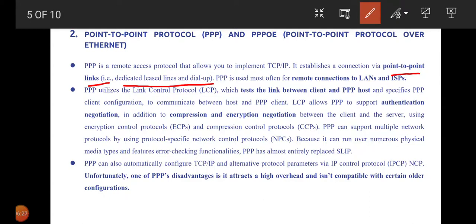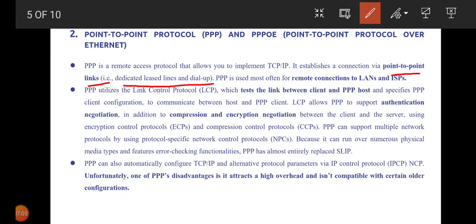In our early sessions, we discussed these leased lines and dial-up connections, which are quite fruitful when it comes to transmission of messages. It is mostly used for remote connections to various LANs or various internet service providers. However, for smaller networks, it proves to be an effective protocol because we can easily transfer these messages at a faster rate on a proper bandwidth, using remote connections to LANs and ISPs.